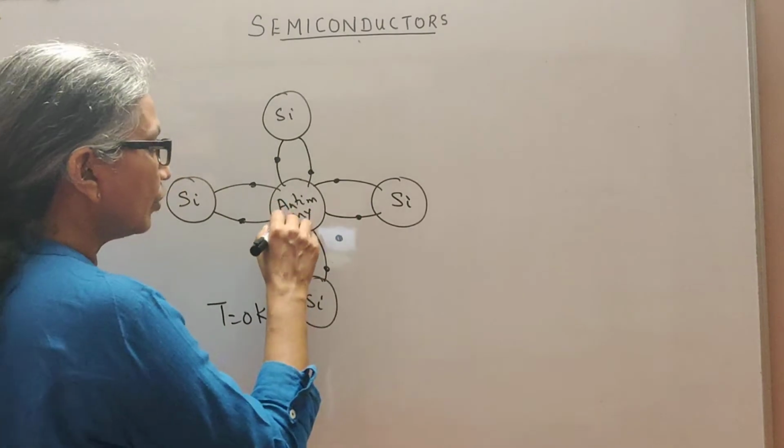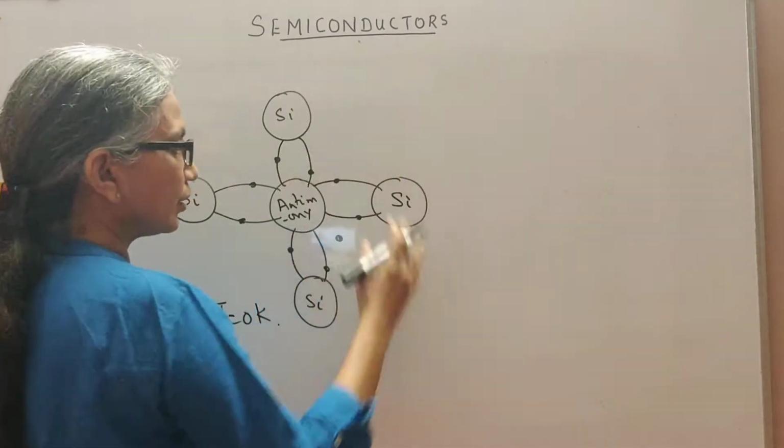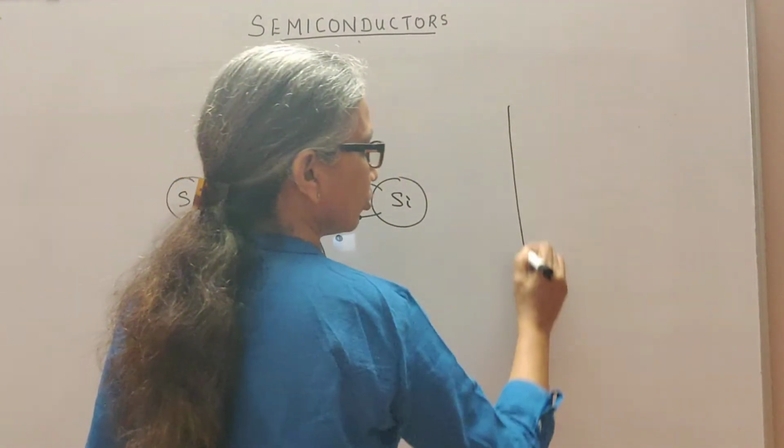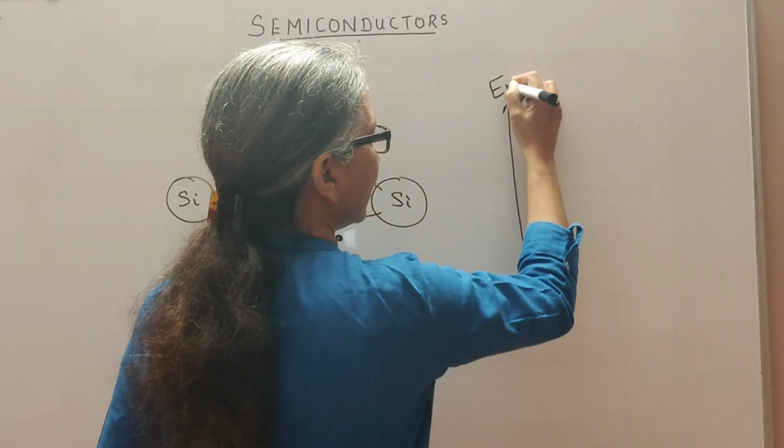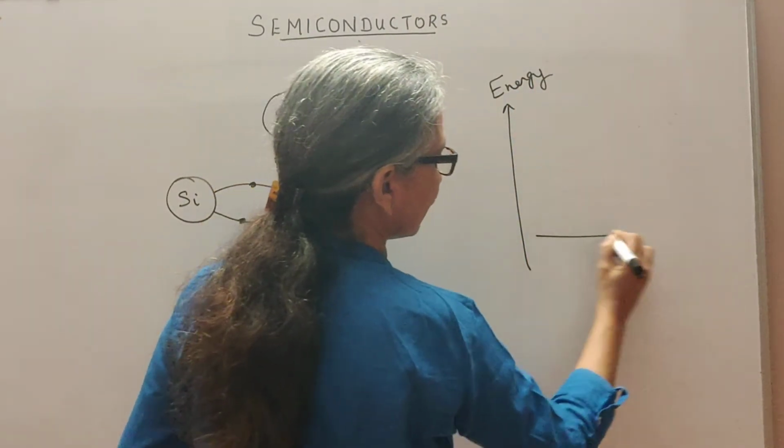Which means if you have added, let's say, 3 antimony, then at T equal to 0 Kelvin, here if I am plotting energy, we have the valence band here.